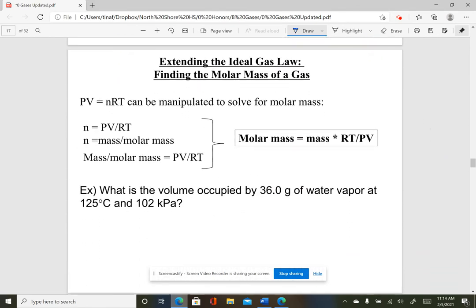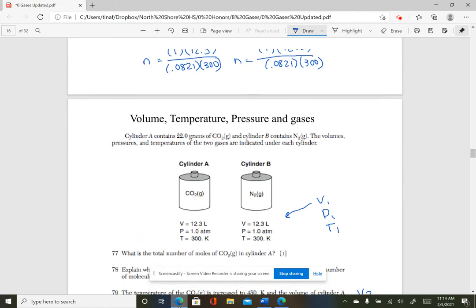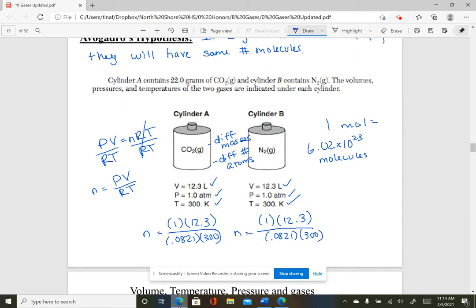Okay. Extending the ideal gas law, finding molar mass. So guys, this is not a new formula. This is just showing you when we rearrange this formula to solve for moles, we get PV divided by RT. And I showed you guys that up here when I rearranged it to solve for moles.